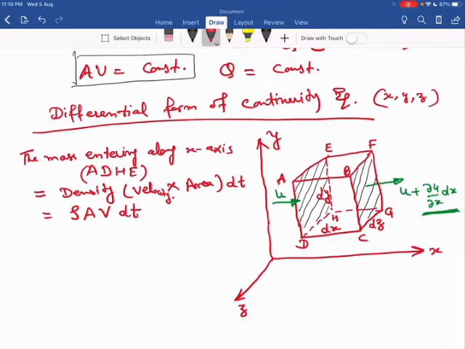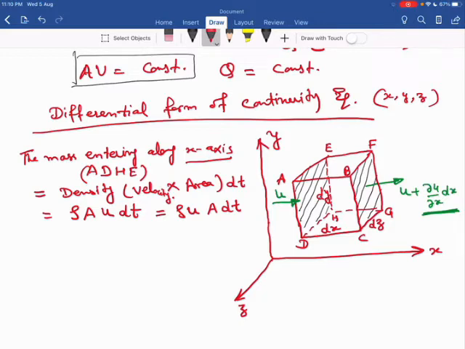Now here mass entry we find along the x-axis, so we write this V as U. It becomes rho U A dt. This is the mass entering the face ADHE, or you can say along the x-axis.